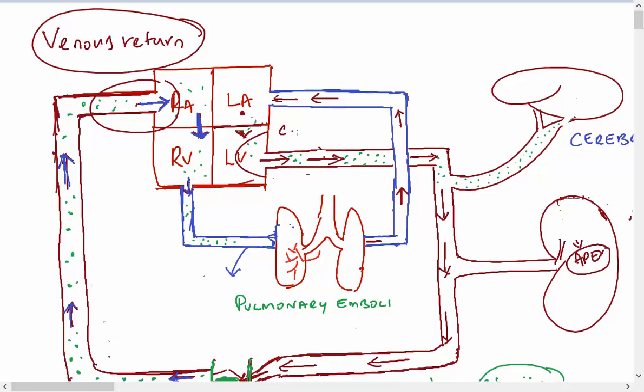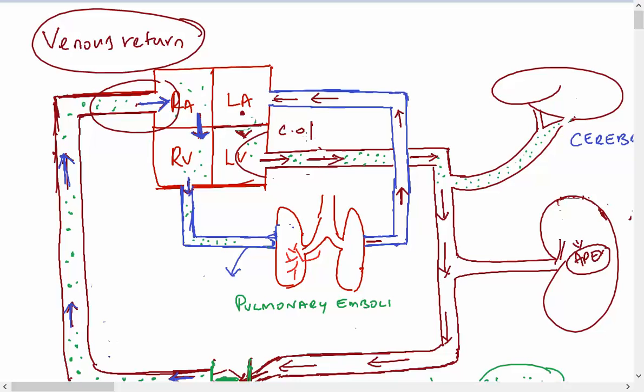It is cardiac output. If the cardiac output is reduced, I will tell the reason. Afterwards, if cardiac output is reduced, the blood going to the kidney, the blood going to the brain, any part of the body, will it be normal, or more, or less? Less. You all clear?